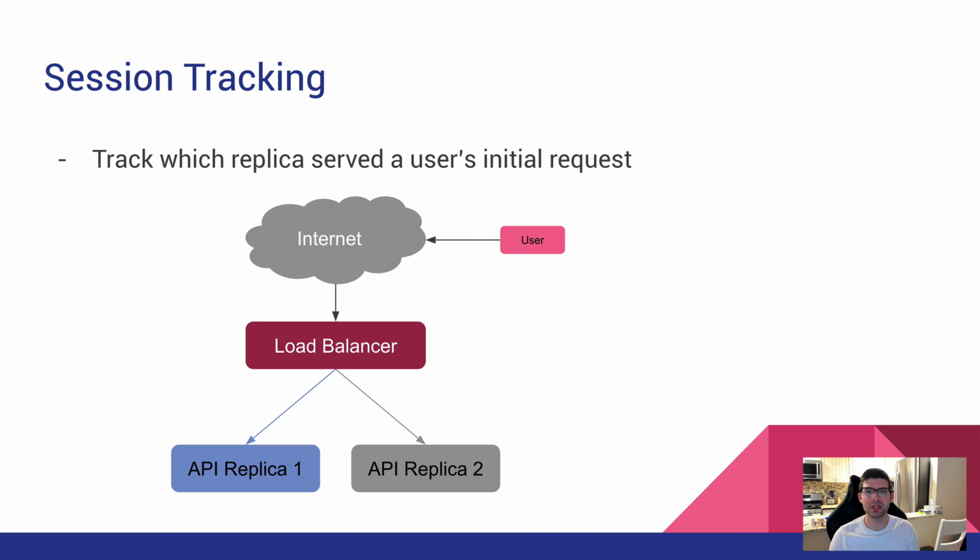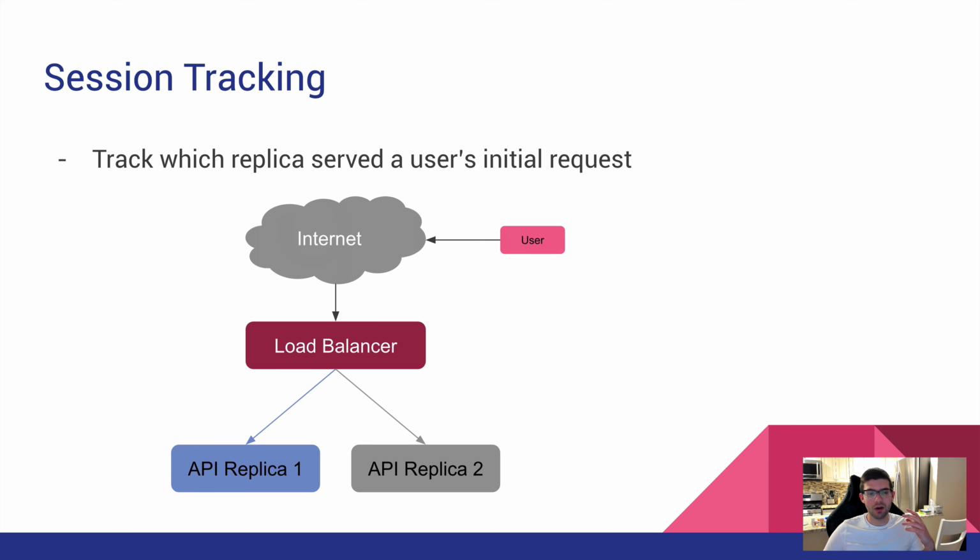Well, what happens if we then have another request from the user from the front end and it goes to API replica 2? API replica 2 doesn't think that user is logged in, so it might give them an error. So we have to basically track the session, which is basically, a session is, I think a session is probably self-explanatory now that I'm thinking about it.